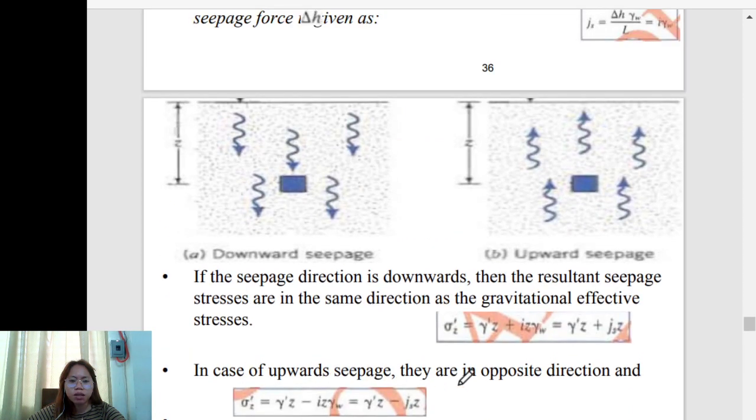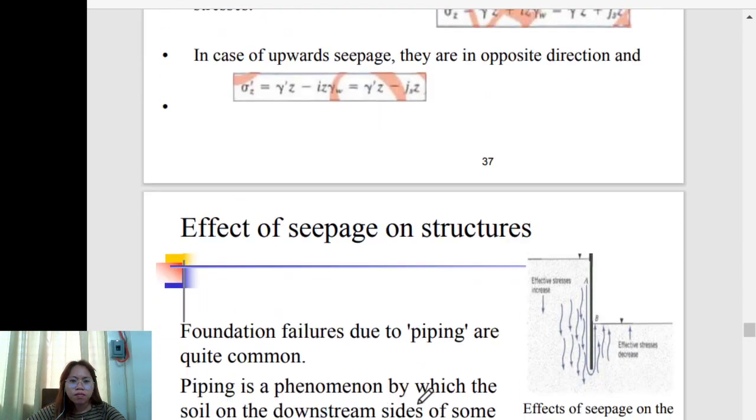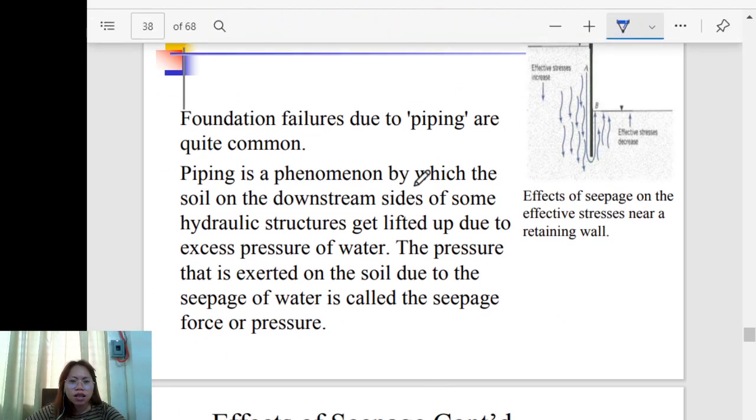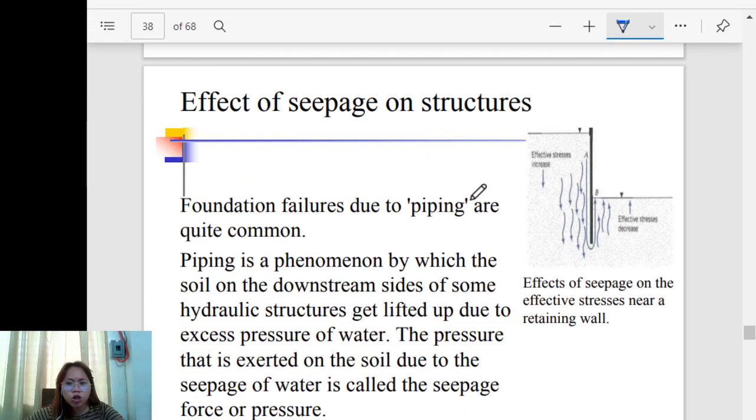Then in case of upward seepage, they are in opposite directions. So i just becomes negative. This positive here will be negative, or minus, because it is a different direction from the gravitational stress.